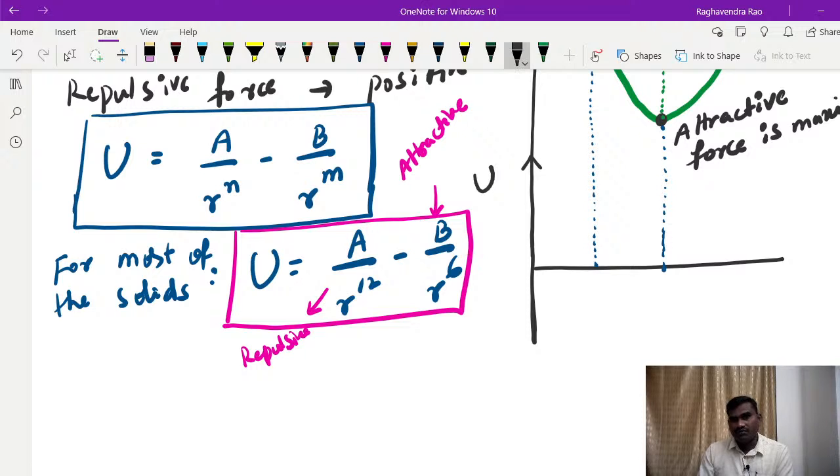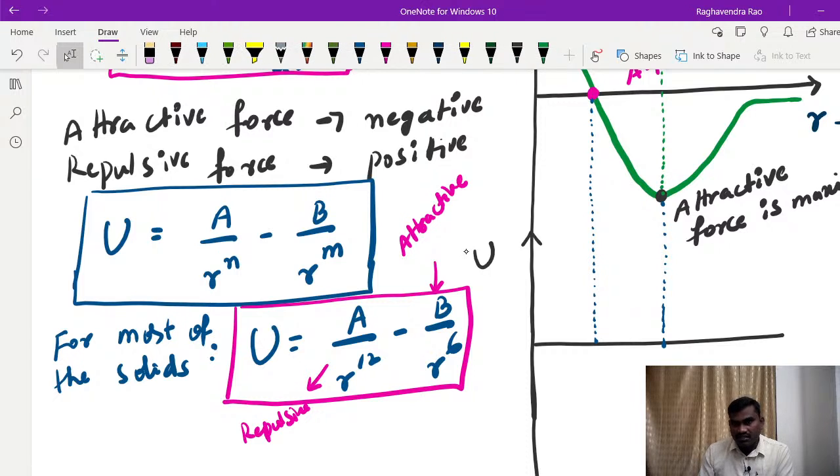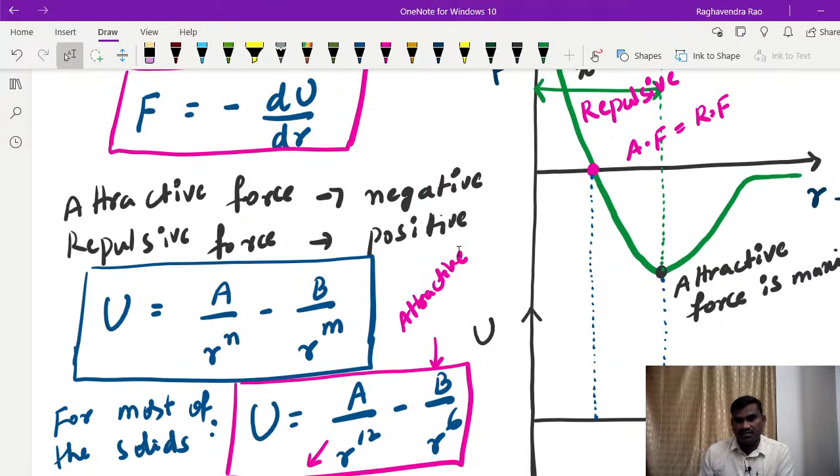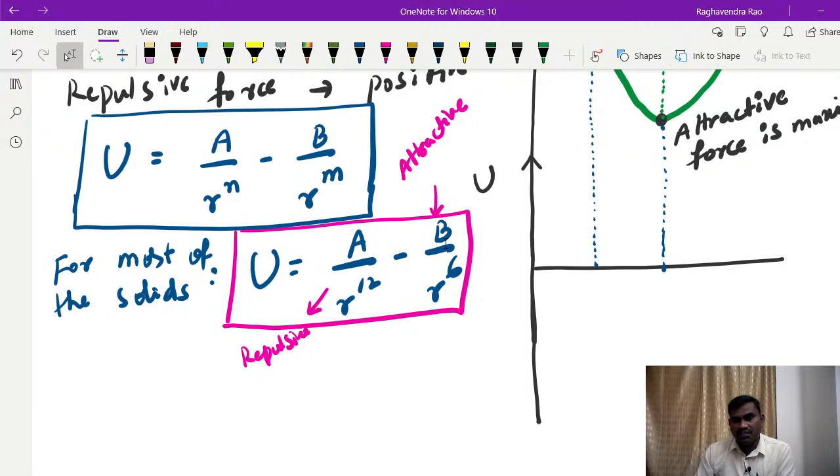This is the point where attractive and repulsive forces are balancing each other. At this point, what is the net force? Net force will be equal to 0. That means dU by dR is equal to 0. That means U remains constant. Now the potential energy graph we can expect like this.